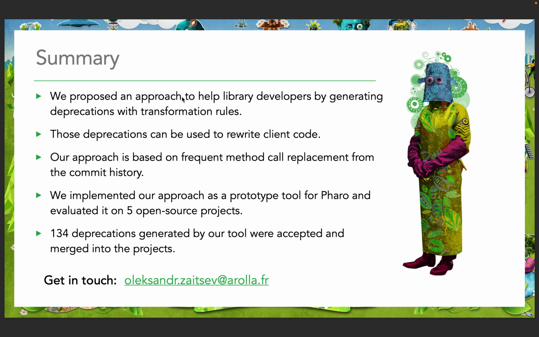So to sum up, in this work, we propose an approach to help library developers by generating deprecations that have transformation rules, and those transformations can be used to automatically update the client systems. Our approach is based on frequent method calls analysis. So it finds frequent method call replacements in the commit history. We implemented this approach in a prototype tool for Pharo and applied it to 5 open source projects, and 134 deprecations that were generated by our tool were accepted into these projects as pull requests.